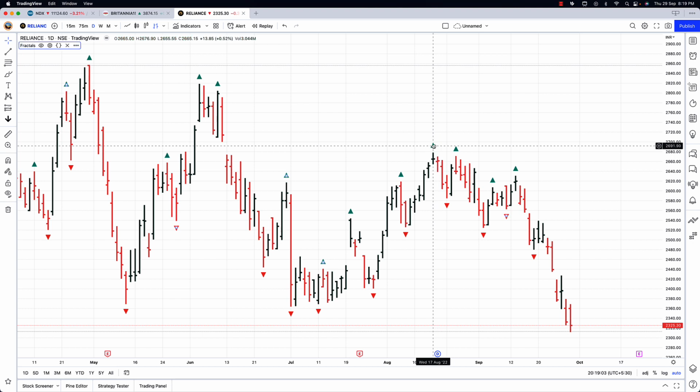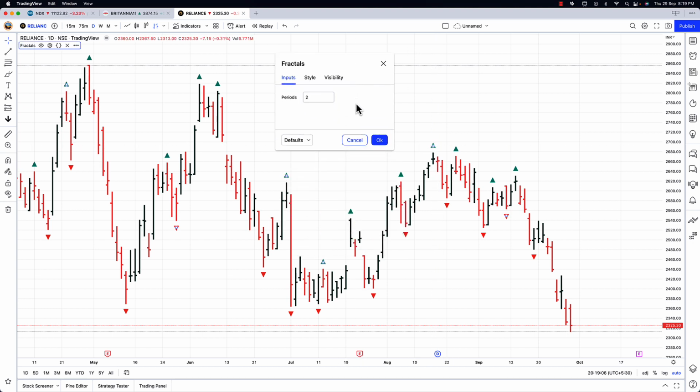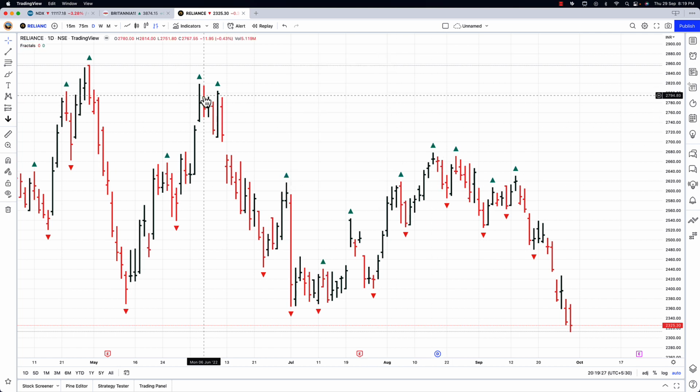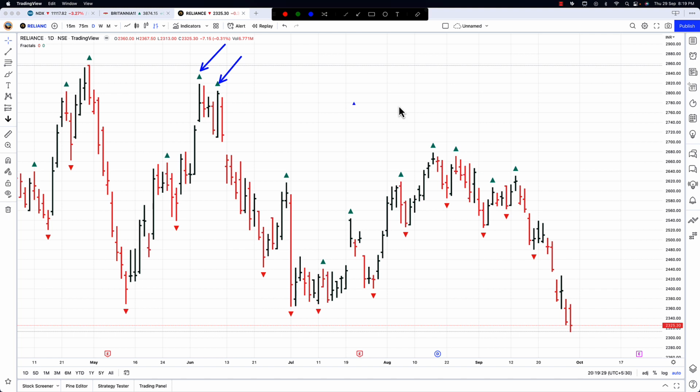Now you can see that if you double click on it, it's asking for how many periods of bars on the left or the right do you want me to check. Keep it 2. 1 will give you a lot of highs and lows which may not have that kind of character in them, sincerity in them. So 2 is fine, 3 will be too much. And style is whether you want the arrows to be on the up or down and what color. These are all cosmetics, so I'm not going into them. So now you can see that we had marked these 2 highs, we had marked these 2 highs. So it's clearly marking the fractal highs and fractal lows for you.